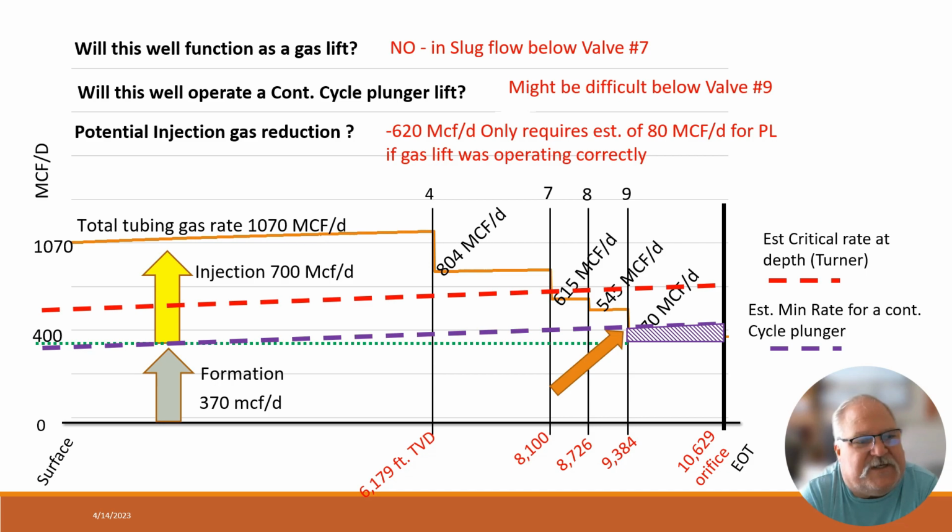Potential injection gas reduction: by fixing this well and removing all these issues, the potential injection gas rate reduction is about 620 MCF. Based on this, we only need probably 80 MCF to fall within that 60% of critical to run a continuous cycle plunger. You might need a little more, might need a little less, but that's roughly the opportunity. So there's that big of a reduction.